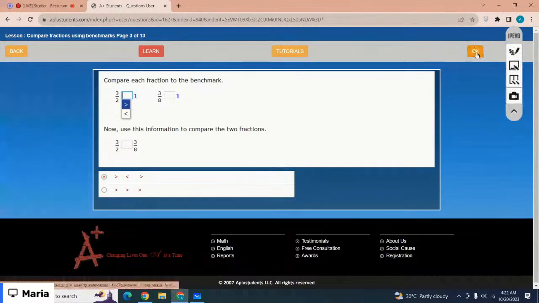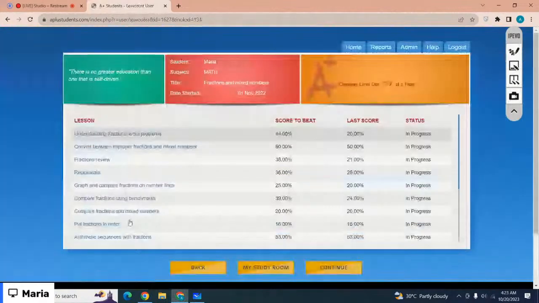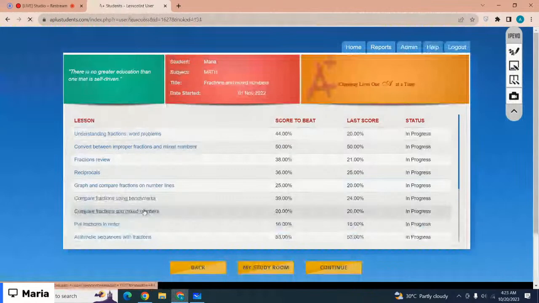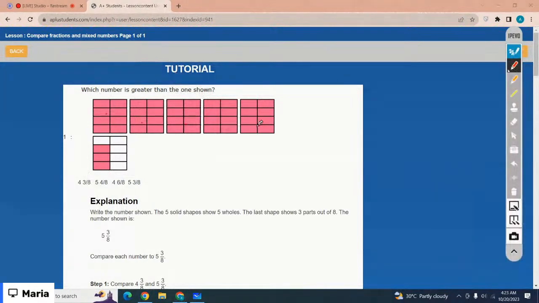Okay, you can complete the lesson by yourself later today. The next lesson is compare fractions and mixed numbers. Which number is greater than the one shown? Okay, let's see which number it is, right? 1, 2, 3, 4, 5. That means 5 is the whole number. They all are completely colored. And 1, 2, 3 out of 8. The number is 5 whole 3 over 8.